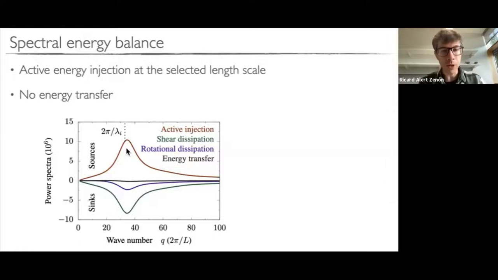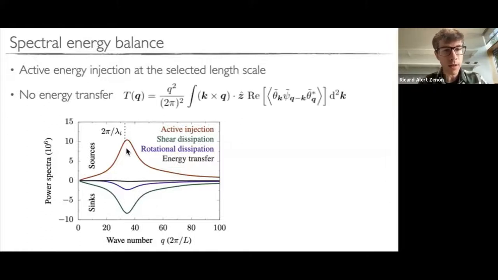So actually, we also have a way of showing this analytically. We have this expression for the spectrum of energy transfer between length scales. And it's given here in terms of the Fourier components of the alignment via this angle theta and the flow field via this stream function psi. And what we can show analytically is that for the turbulent state, this expression vanishes because of symmetry reasons, okay?